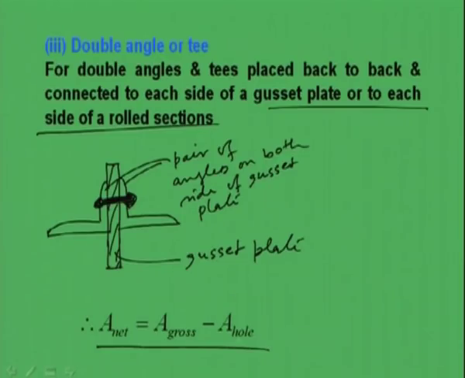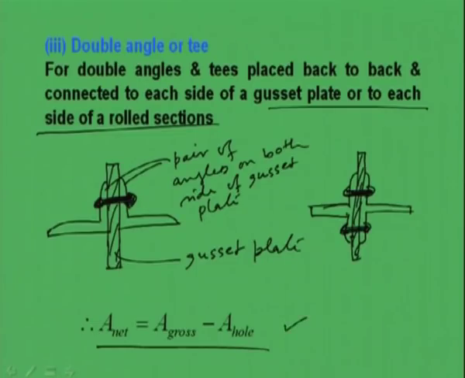A hole means the area of the hole due to rivet. Okay, another is T. If T joints are placed like this, that means one T is placed in this way, another T is placed like this, and it is riveted. So for this also, the net area can be calculated from this formula, that is A gross minus A hole.